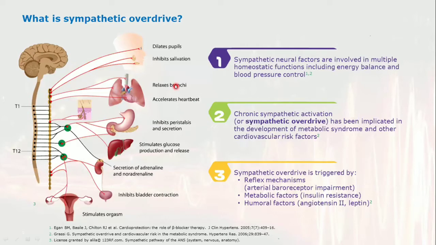Now, the sympathetic neural factors are actually involved in multiple homeostatic functions, and there's a balance which is created between the energy balance and the blood pressure control. This system becomes activated in a fight or flight condition. And when that happens, we all know what happens to the pupils. There's a mydriasis, or the pupils are dilated.